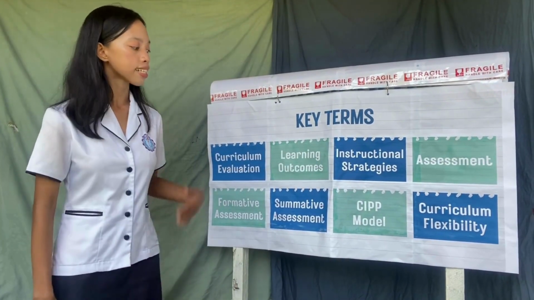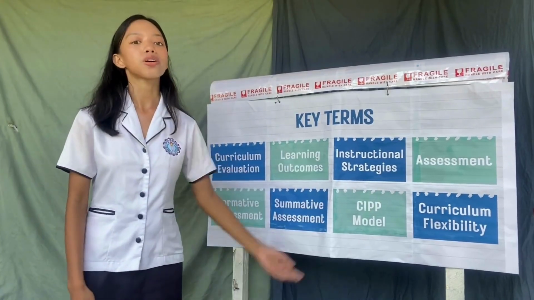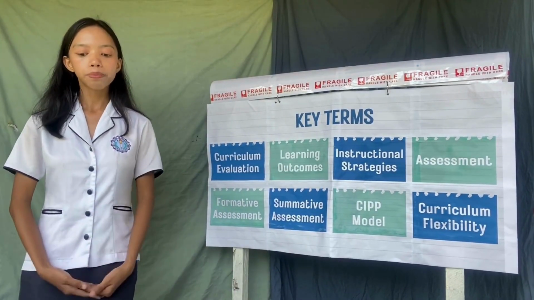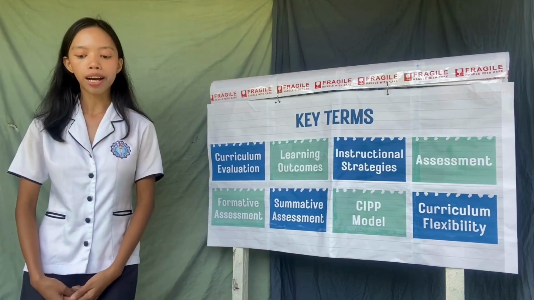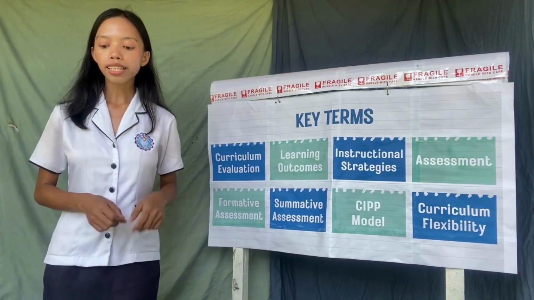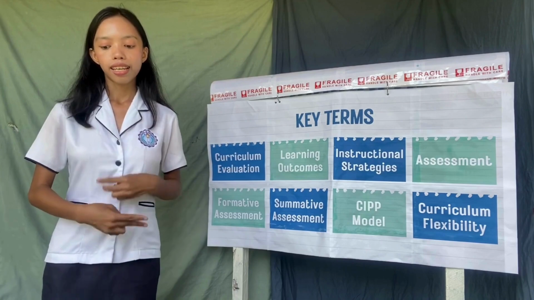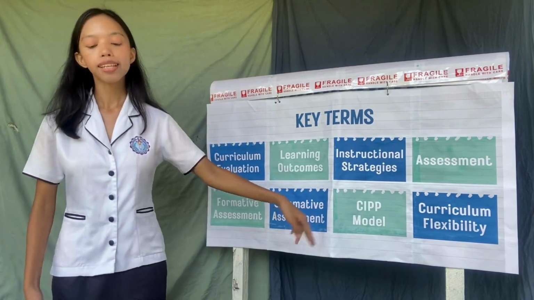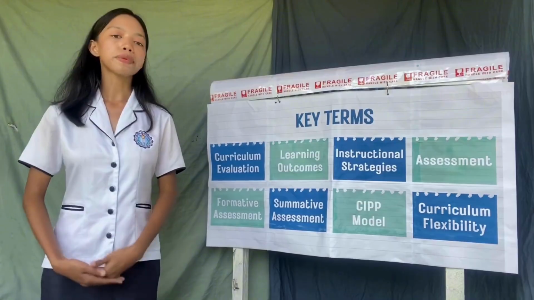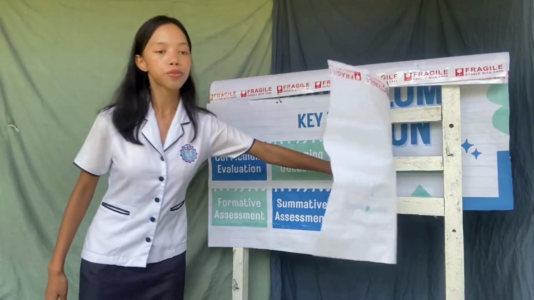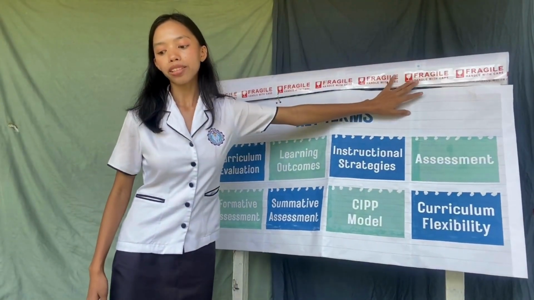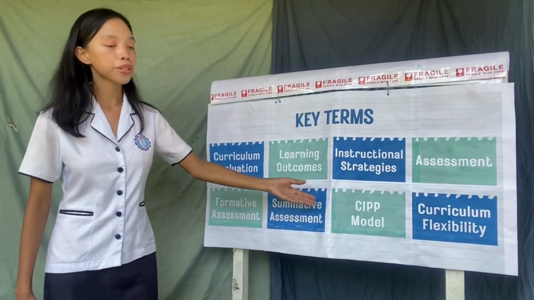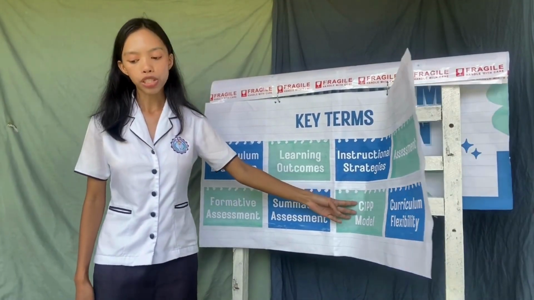Next is the CIPP model. So CIPP model stands for context, input, process, and product. For the context, it is what's needed. Input is what's available, and the first P is on how it is being done. The last P for the CIPP model is product, what were the results. So these are the framework of evaluation.